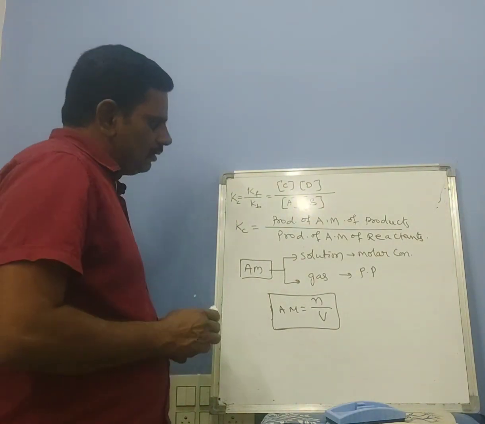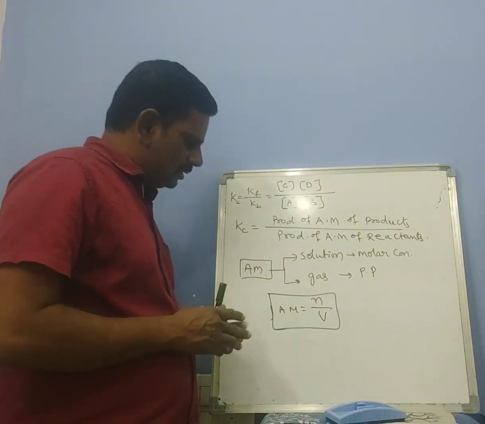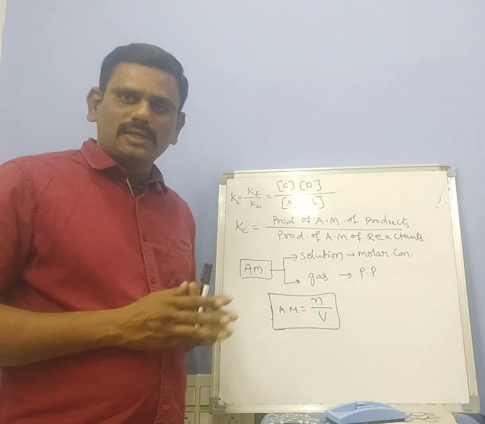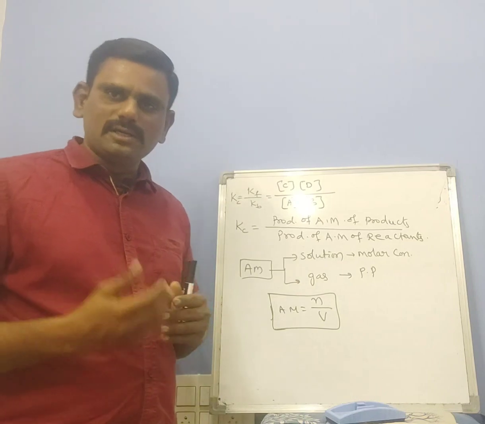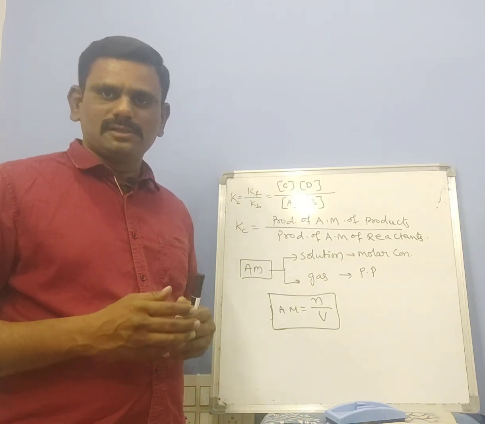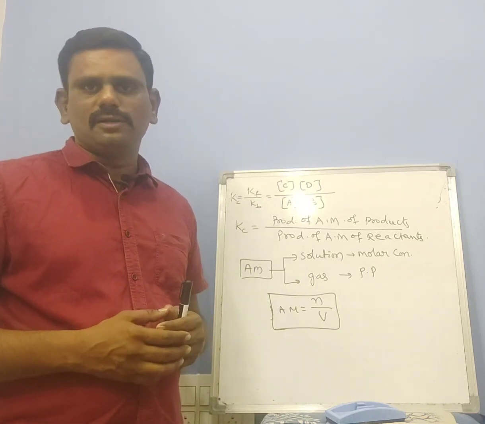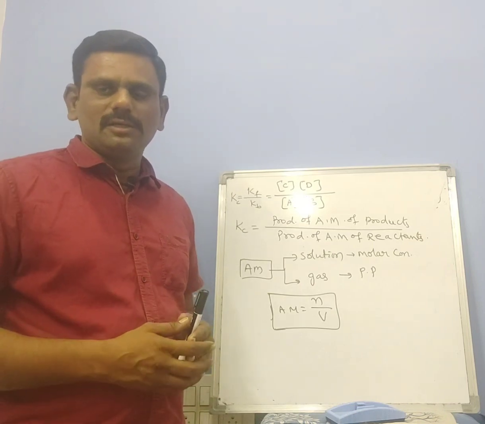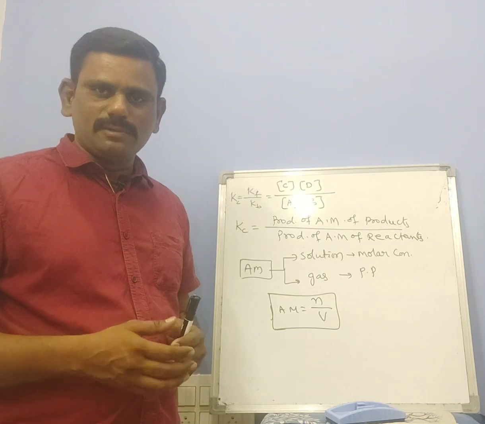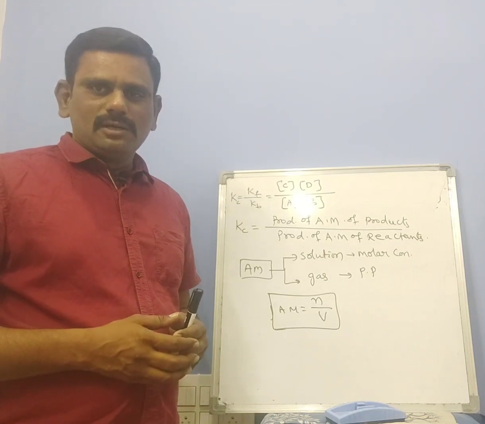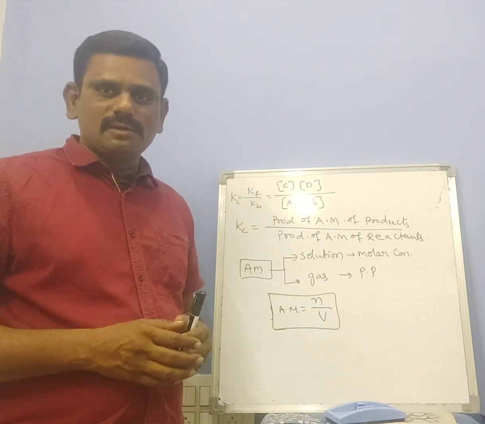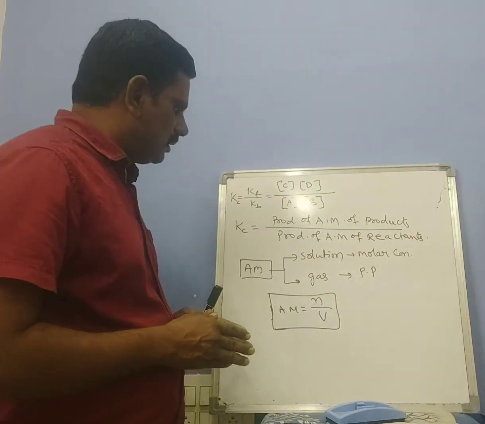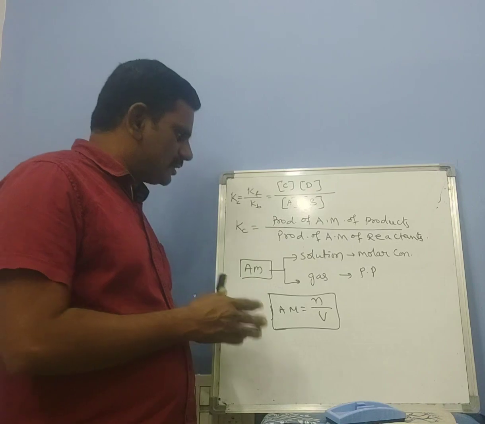Okay, now we will discuss how Kc and Kp can be expressed, that is, the expression of Kc and Kp for a given reaction. What are the units, or how do we write the units for Kc and Kp, and what is the relation between Kc and Kp for a given reaction. These three factors we will discuss now.